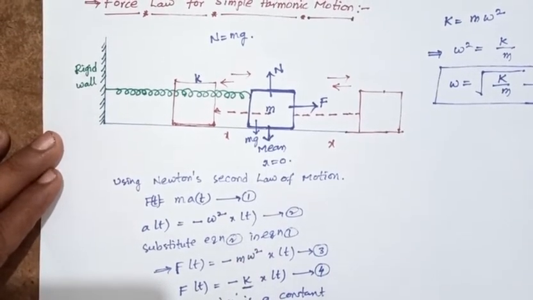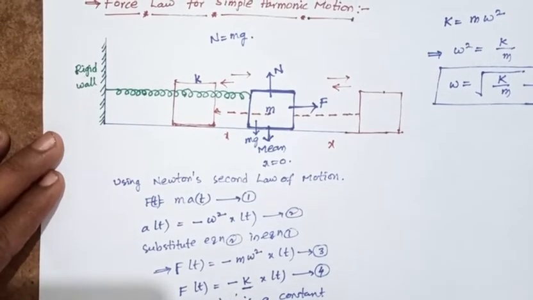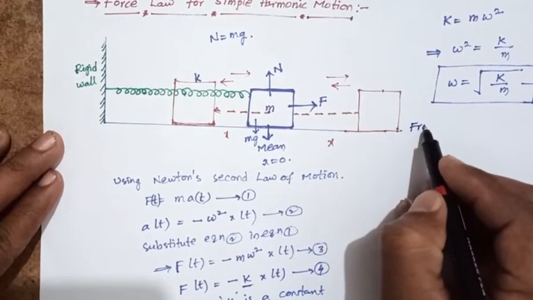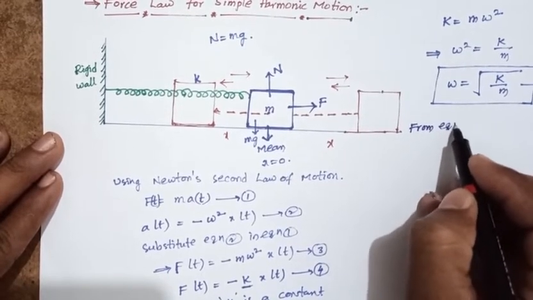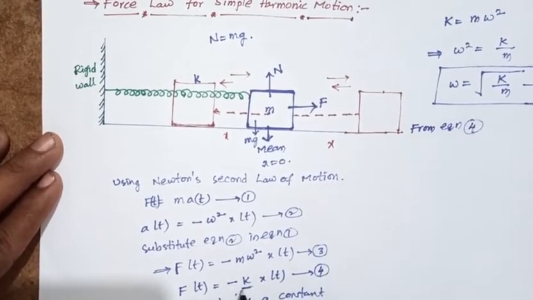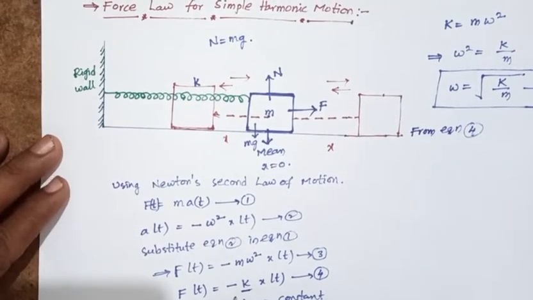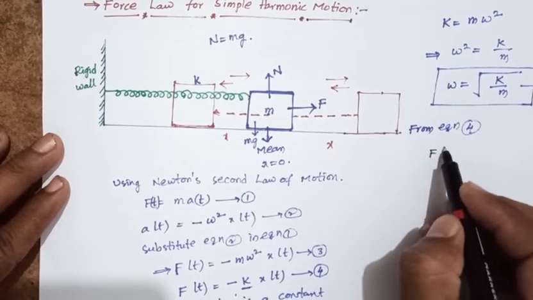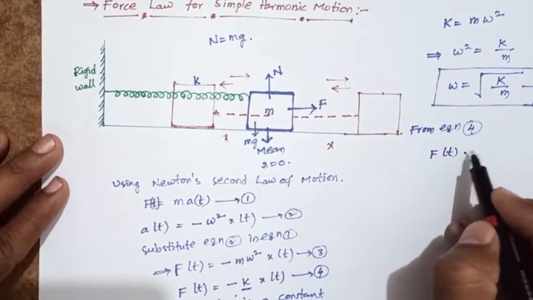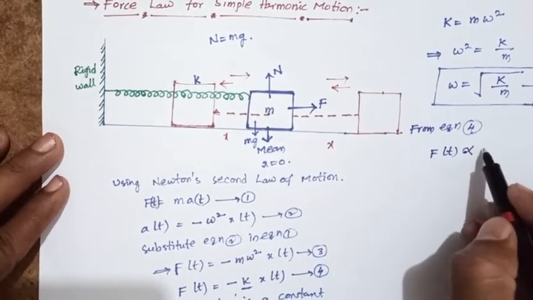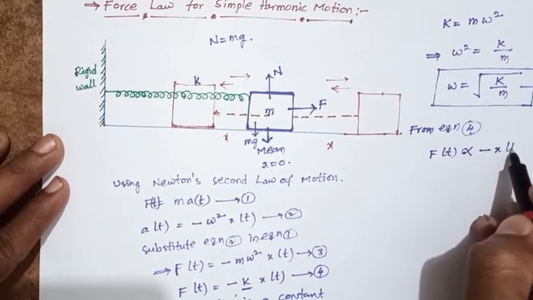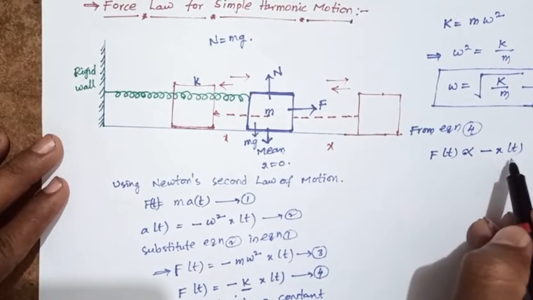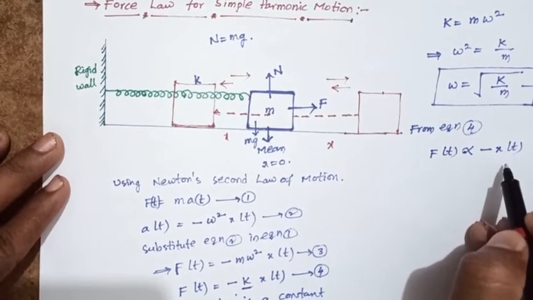Here, from equation number 4, k is constant, that is the spring constant. So then what can we write? f of t is directly proportional to minus x of t. Okay, f of t is directly proportional to minus x of t.